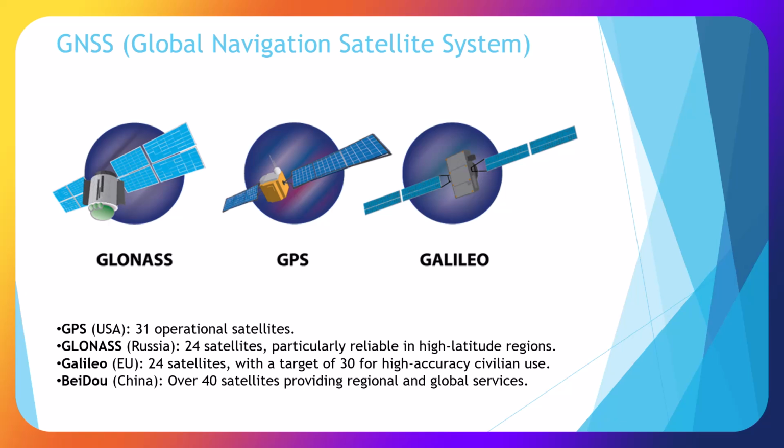The U.S. is not the only one with GPS-type navigation satellites. The U.S. system is called GPS. We have 31 satellites. GLONASS is Russia, and they have 24 satellites. And we have Galileo, which is the European Union. They have 24 satellites, and they're targeting 30, which they may already have hit. And the BeiDou from China.